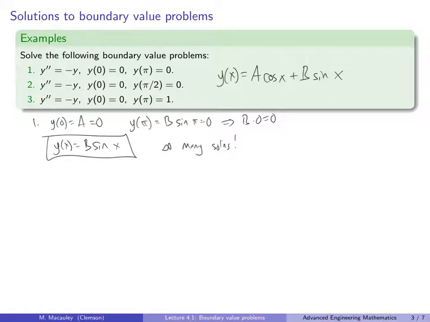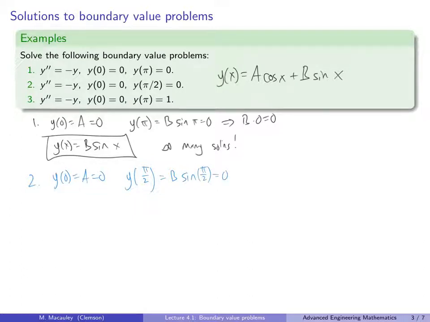Let's do the second problem. So it's got the same general solution, and now let's plug in these boundary conditions. That's what we usually call them. So y of 0 equals, as before, well, for all of these, that tells us that a is equal to 0. So the difference comes when we plug in pi over 2. If we plug in pi over 2, we get b sine of pi over 2 equals 0.